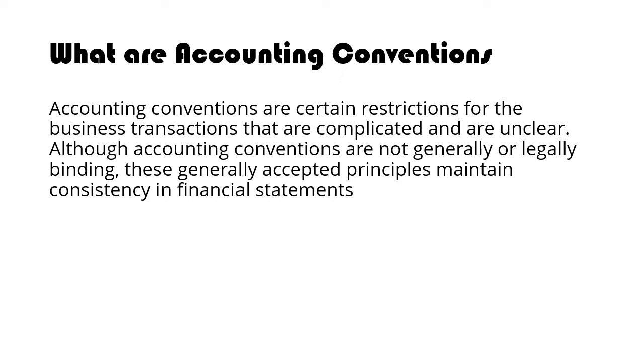Now, let's understand the definition. Accounting conventions are certain restrictions for business transactions that are complicated and unclear. Although accounting conventions are not generally or legally binding, these generally accepted principles maintain consistency in financial statements. As I have already told you, there are certain things which have not been defined by the standards. So for that purpose, these conventions are used.